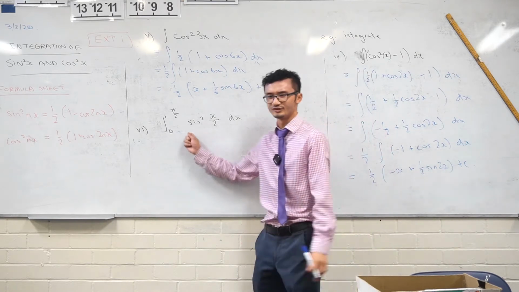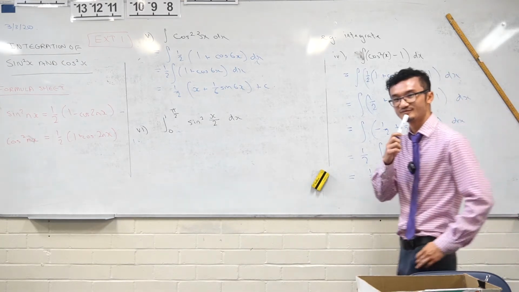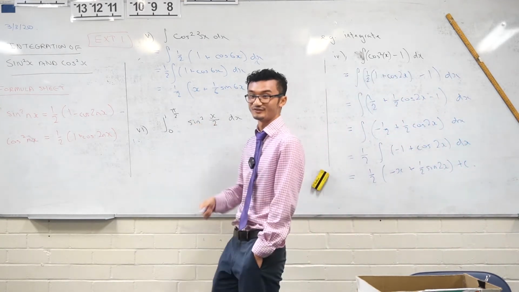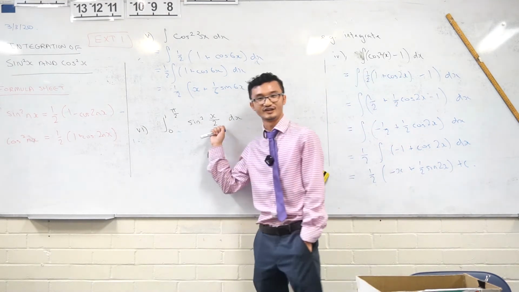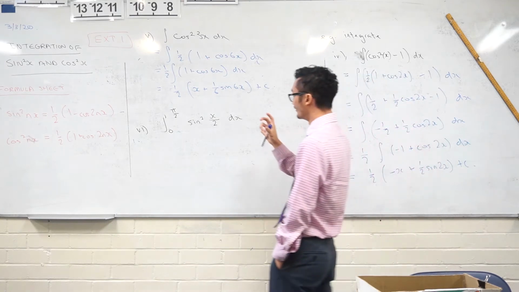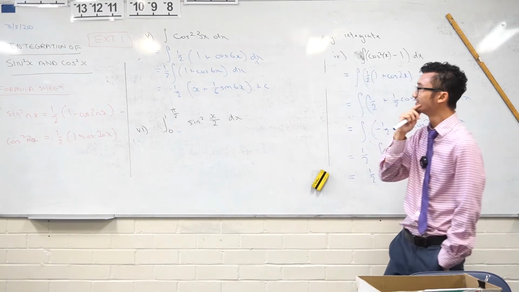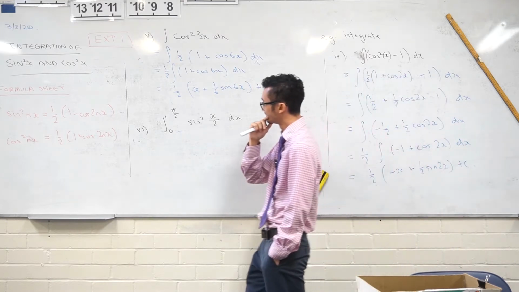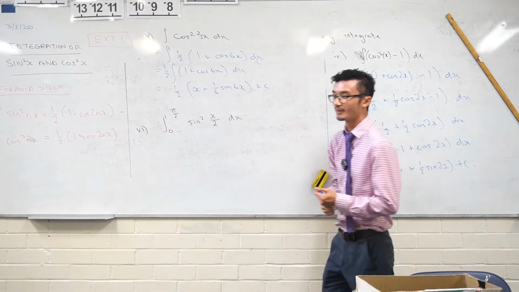All right, Emily, how's this one different though? Bounds, right? It's a defined integral. Okay, not only is it a defined integral, the angle inside here is a bit weird. I said that the trick was we double the angle inside here. What is the angle inside here? This is a half, right?